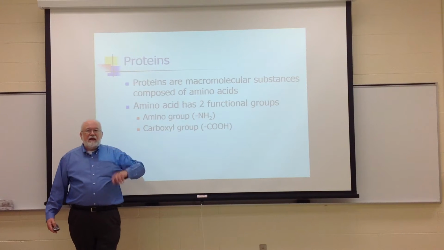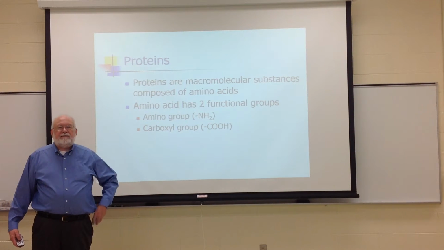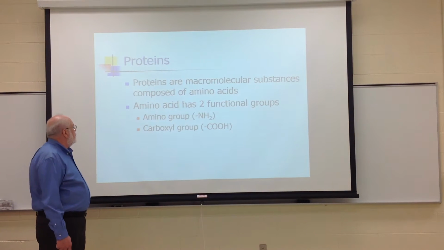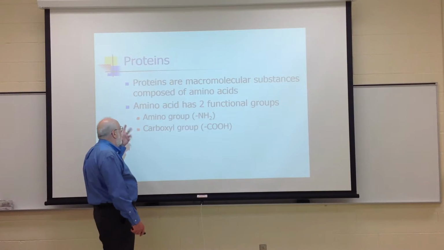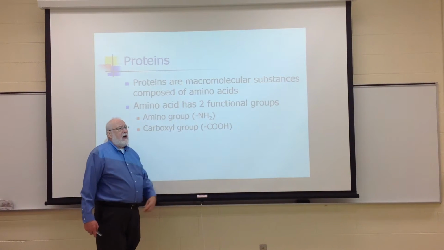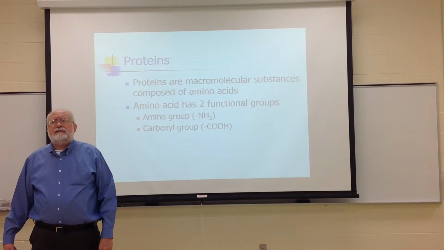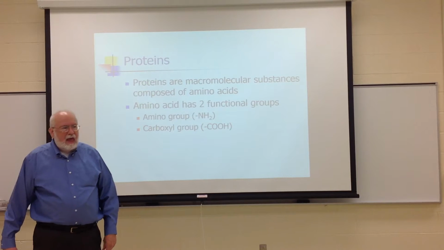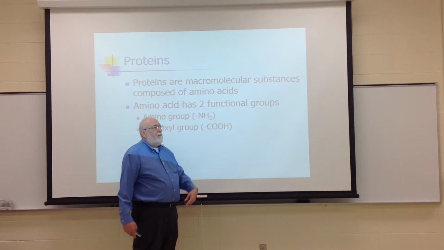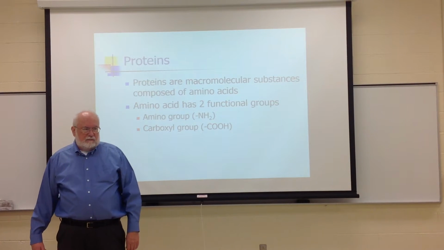Now, an amino acid, obviously it can do a couple of things. If it's an acid, it's got to act as a proton donor. But it has 2 functional groups. They all have to have at least one of these. An amino group, NH2, which can actually act as a proton acceptor, and a carboxyl group, that's the COOH, that can act as a proton donor.